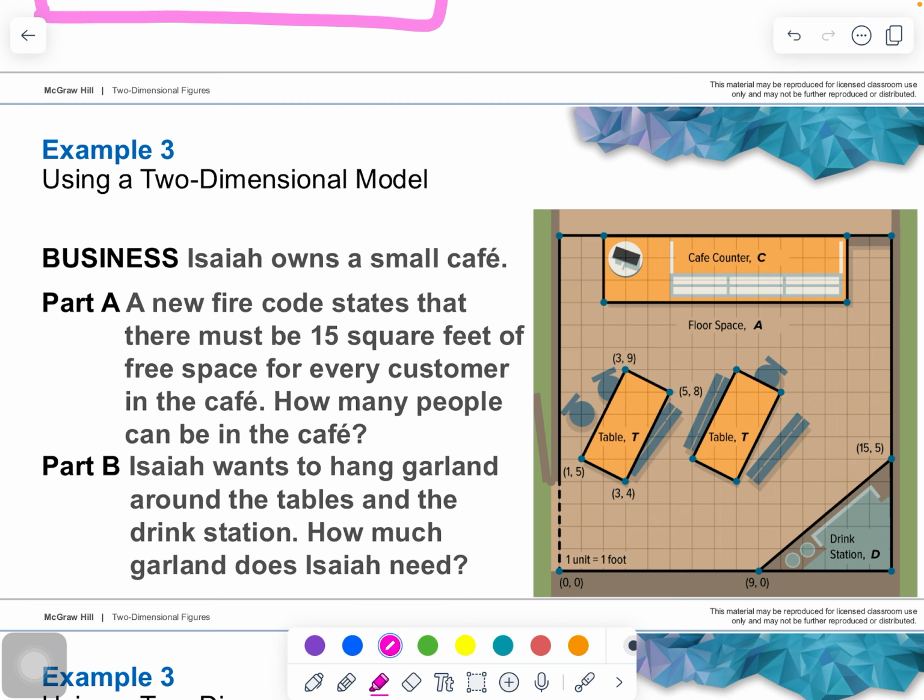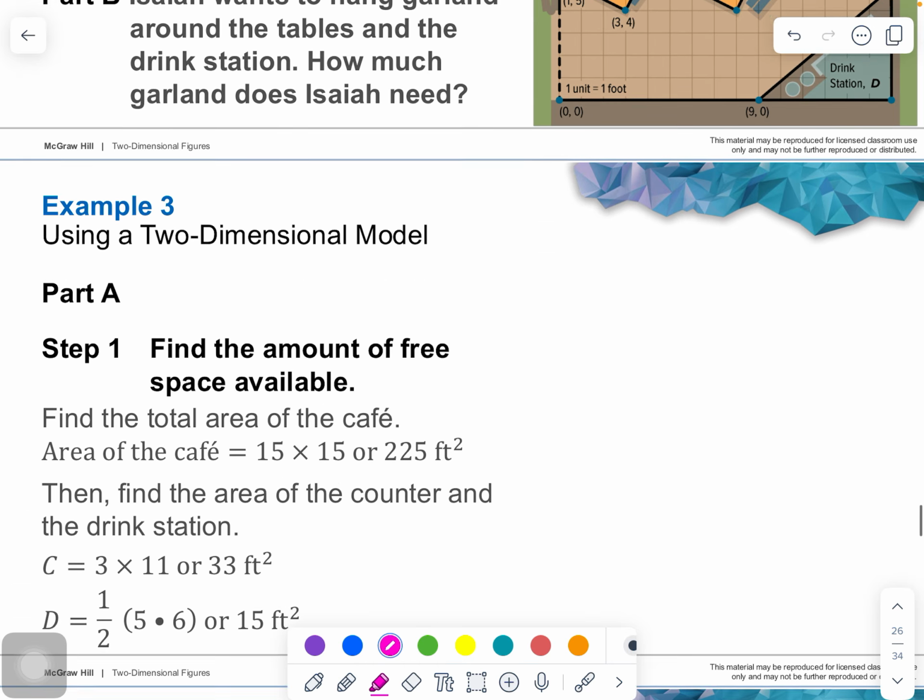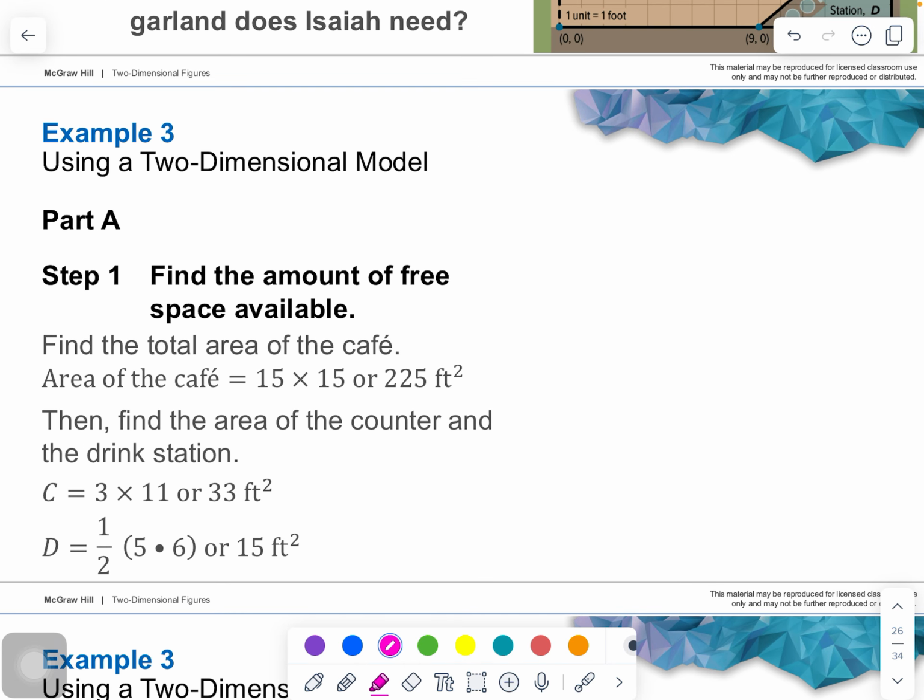So he's made this footprint. He's drawn out grid paper and he's put all of the things in the table and the drink station and the cafe counter. And he wants to find out how many people can be in there and how much garland, okay? So he needs to find out how much free space he's got and how much garland. So he needs to find the total area of the cafe. So the area of the cafe first.